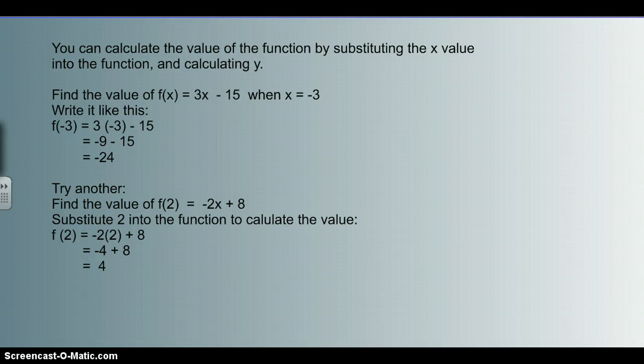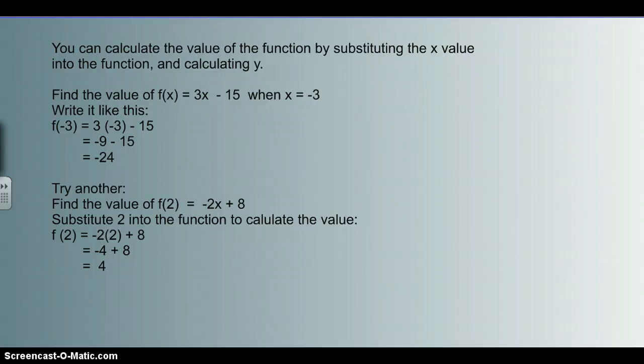So if we ask to find the value of the function f of x equals 3x minus 15 when x equals negative 3, you would write it like this. F of negative 3 equals 3 times negative 3 minus 15. The value of the function at negative 3 is 3 times negative 3 minus 15. When you simplify, you get negative 9 minus 15. And finally, when you add those together, you get negative 24. So f of negative 3 is negative 24.